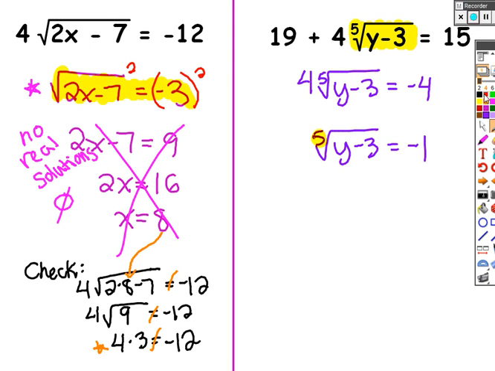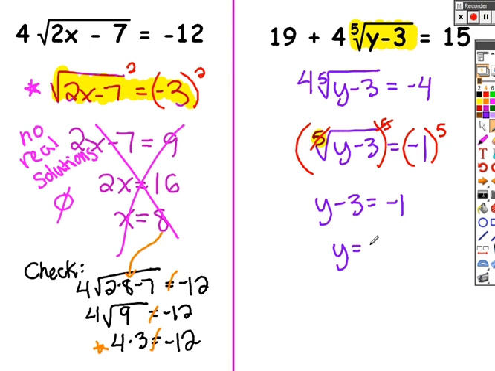So from here I can proceed to undo the fifth root, or the 1/5 power. I'd raise this to the 5th power. Those would cancel. You'd be left with y minus 3 equals negative 1. And then the last step, add 3, and you should get out 2 for your answer. If you plug it back in and check, that would make the left side equal the right.